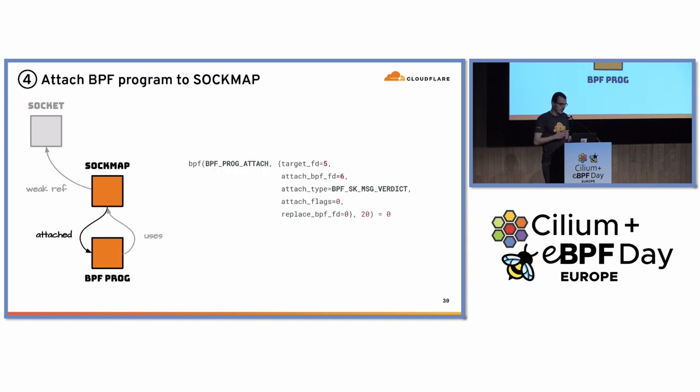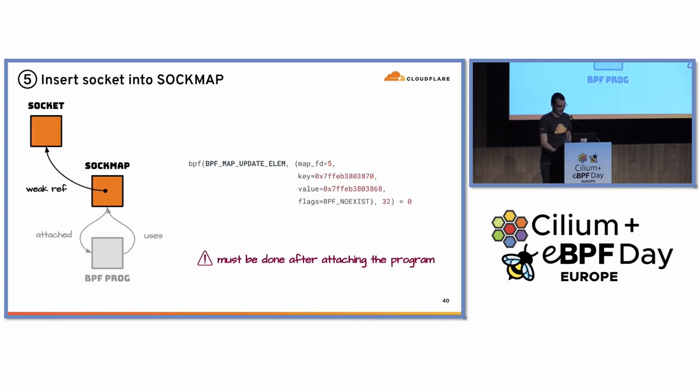Also, BPF programs, once loaded, need to be activated. And we activate BPF programs by attaching them somewhere. In this case, we attach our BPF programs to the Sockmap. Okay, once we have all that set up, we can finally insert our socket into our BPF map. And we can do that with the BPF syscall map update elem. One thing to note, very important: you can insert sockets into Sockmap only once you have attached your BPF programs to it. Otherwise, your redirecting logic won't operate on your sockets.